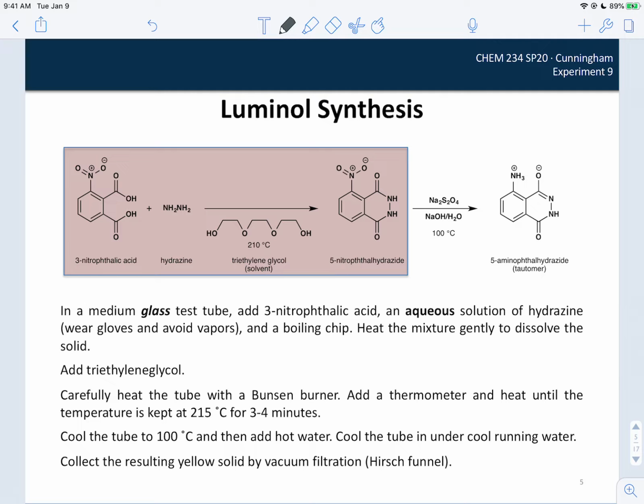After you've added the hot water, we want to hold the test tube under cool running water. This doesn't mean that we want to add cool water to the test tube. We just want to run the cool water on the outside surface of the test tube. And when we do this, we are going to end up generating a yellow solid, which we want to collect by vacuum filtration using our Hirsch funnel.